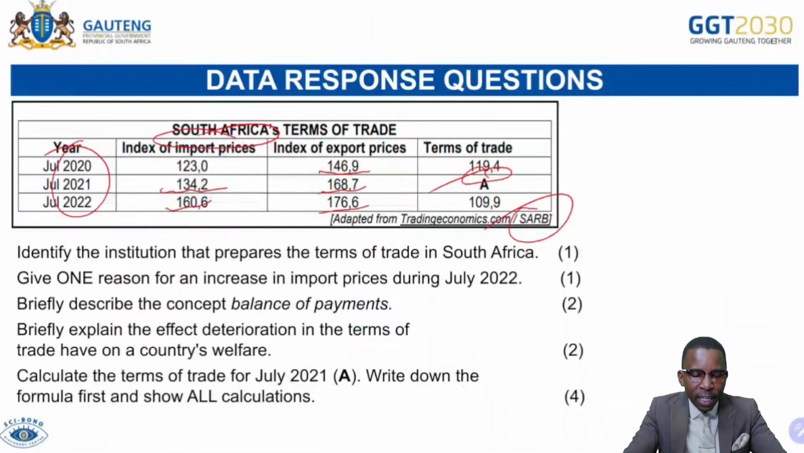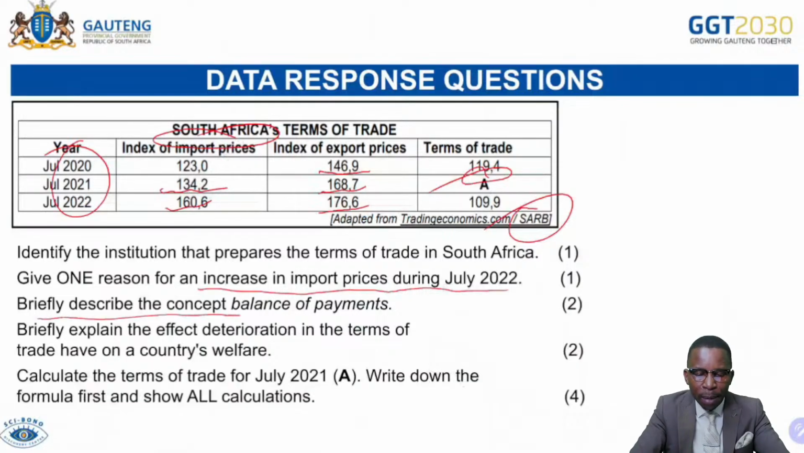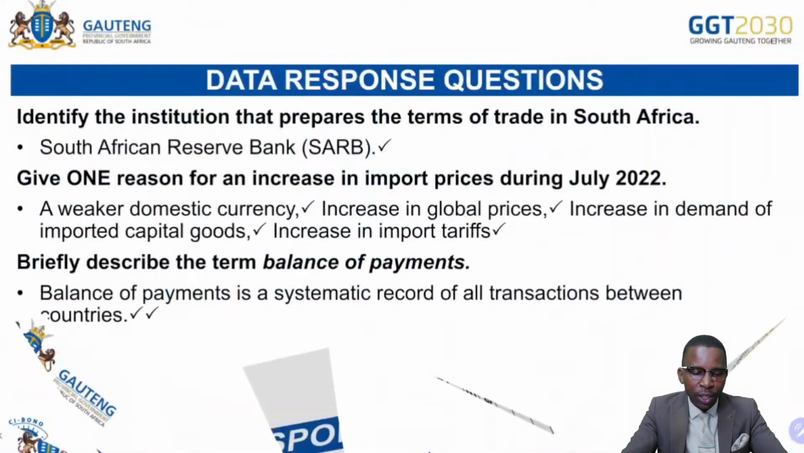So identify the institution that prepares the terms of trade in South Africa. Give the reason for the increase in import prices during July 2022. Briefly describe the concept balance of payments. Briefly explain the effect of deterioration of terms of trade on the country's welfare, and then calculate terms of trade. Let's check then again. These are questions.